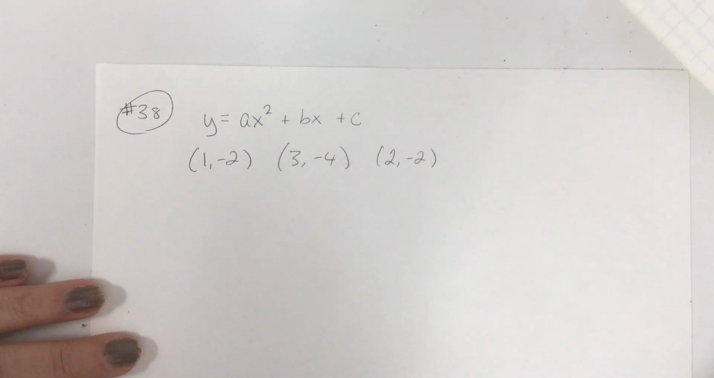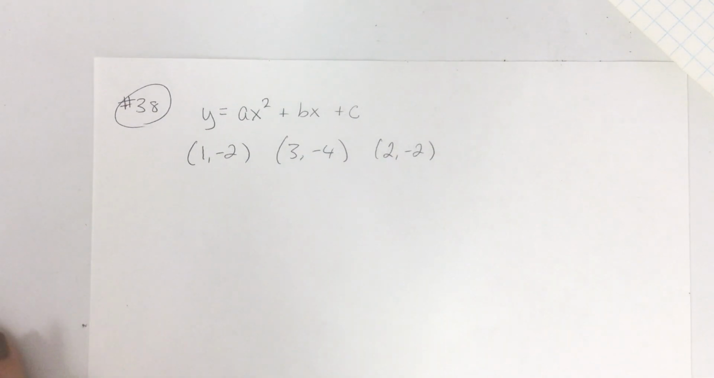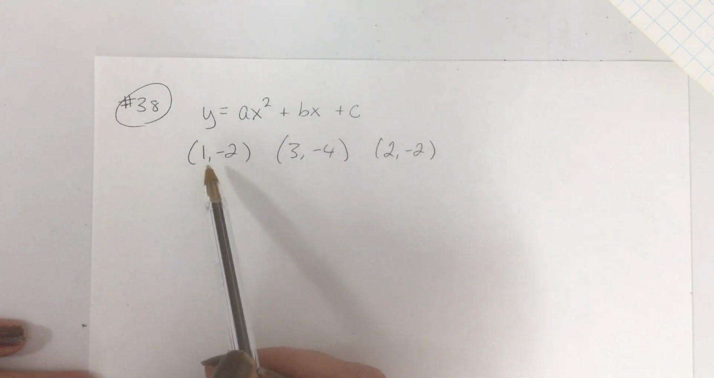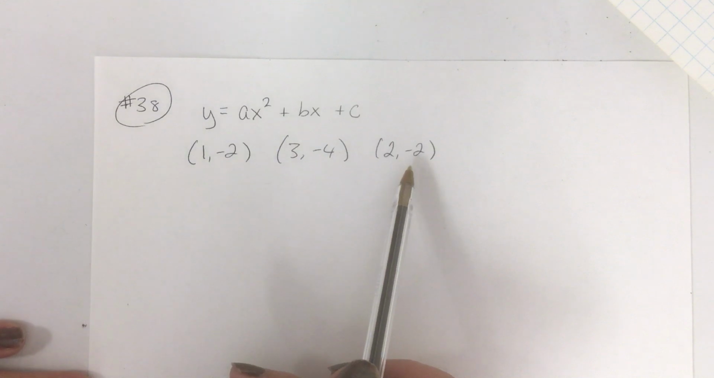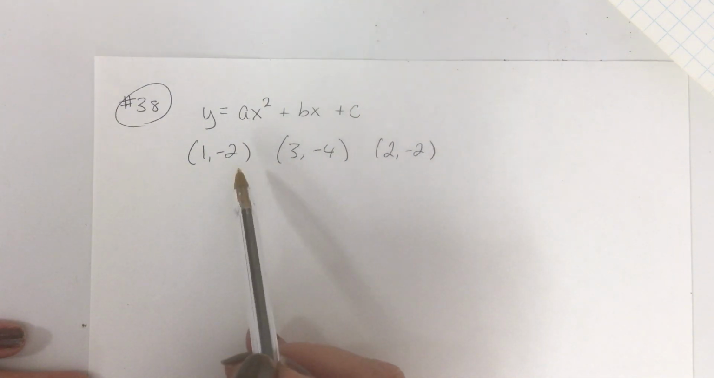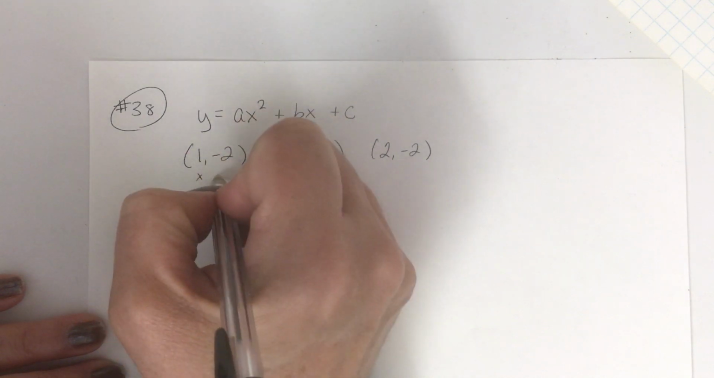In this video, I want to show you how to do problems like number 38 in your book. You are told to find the equation of the parabola that goes through these points. So we're actually given 3 different x and y's, and we're going to solve for a, b, and c. Remember, this is your x and this is your y.